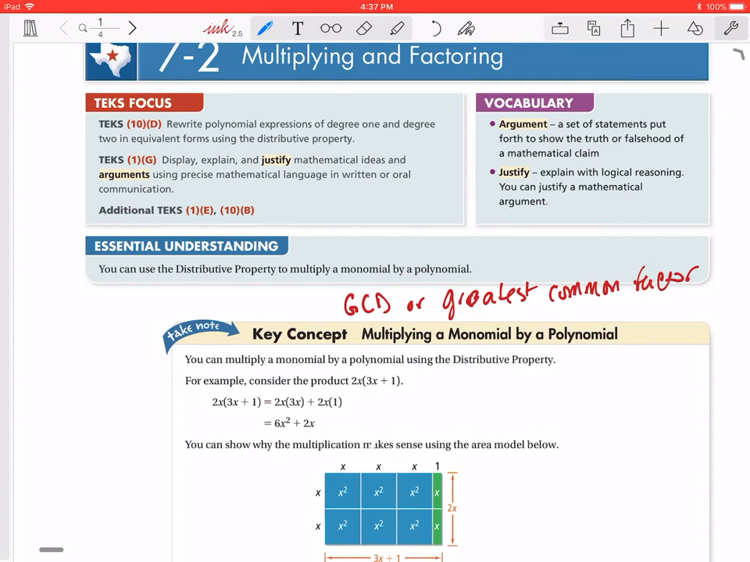And what the GCD means is, let's say, for example, that we have two numbers. We have 12 and we have 16. All right. Well, the factors of 12 are 1, 2, 3, 4, 6, and 12. And the factors of 16 are 1, 2, 4, 8, and 16.